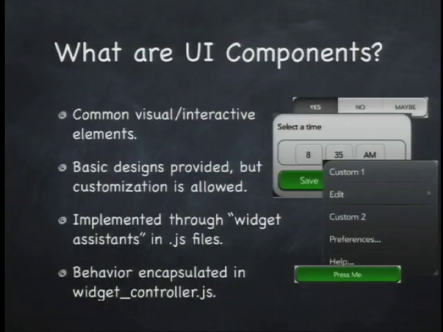So what are UI components? Basically, a UI component is a visual, interactive element that the operating system, WebOS, provides for you to give some information or take some information from the user. We provide a wide variety of what we call widgets. That's the basic UI component, and we have some basic designs for these components, but you're allowed to customize them. We'll talk about customizing as we go along here. The implementation is through widget assistants.